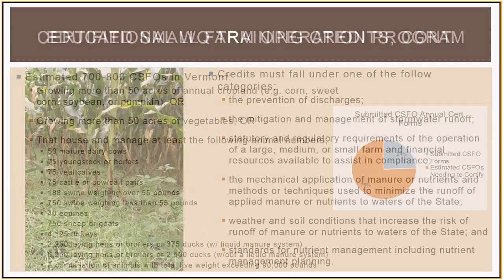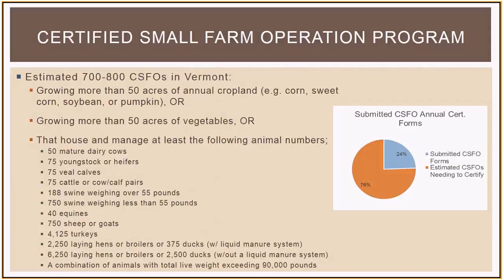So the CSFO program was a brand new component to the agricultural regime in the state. So we have an estimated 700 to 800 CSFOs in Vermont, and that's from the farm censuses.